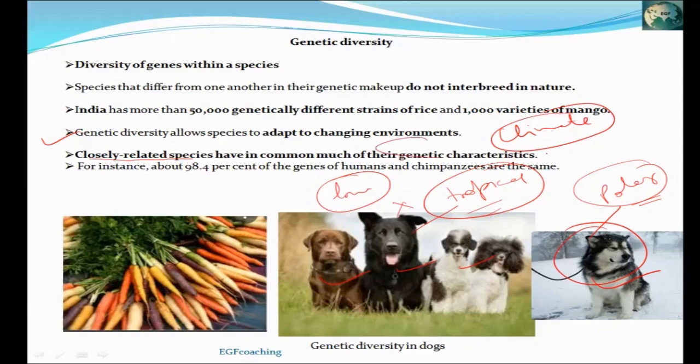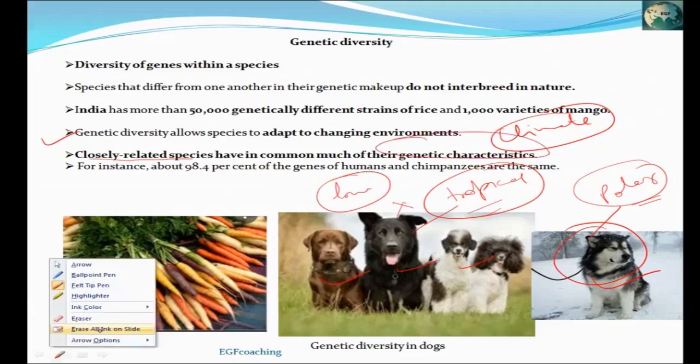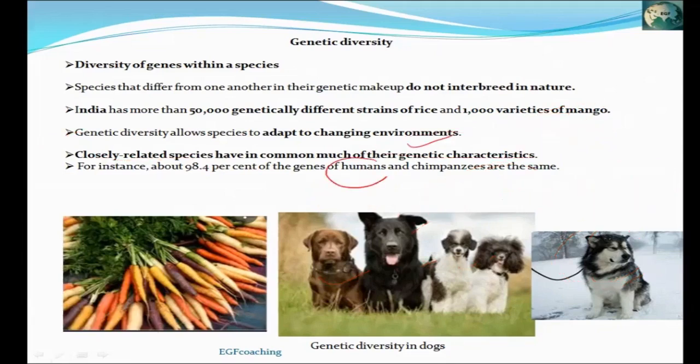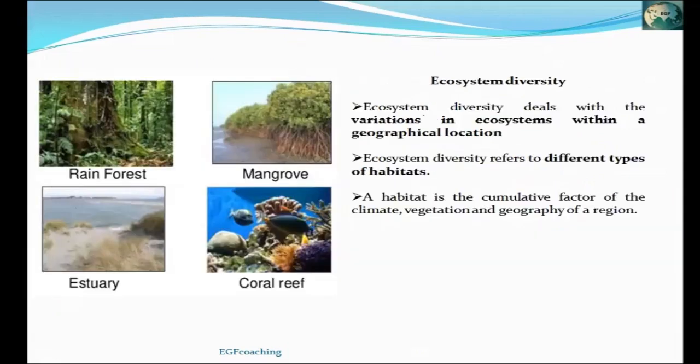Now the genetic characters of closely related species are somewhat similar. For example, human is a different species and chimpanzee is a different species. Humans are closely related with the chimpanzee because our 98.4% of genes are similar to chimpanzee. That's why chimpanzees are also very intelligent like humans and their analytical power is also very good because we are genetically much similar. Then third diversity is ecosystem diversity.